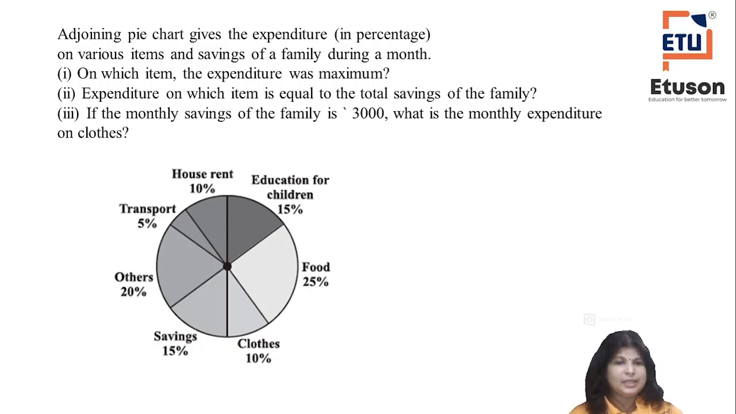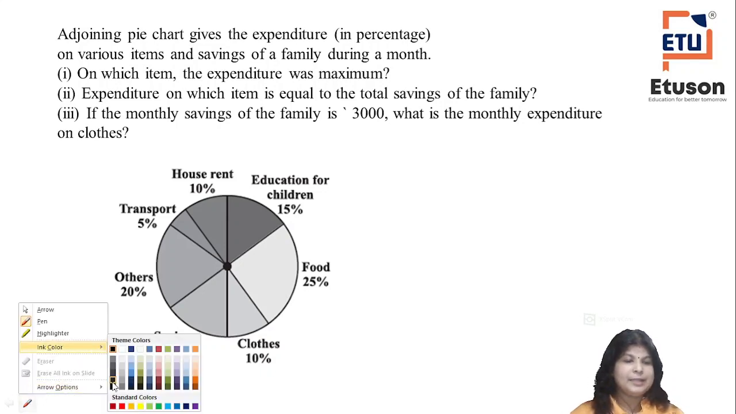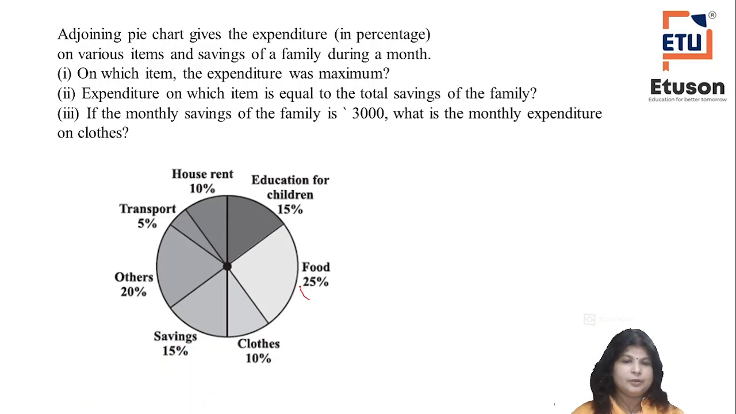First question, on which item was the expenditure maximum? As you can see, where the percentage is more, that will be the item for which expenditure is maximum, correct? In this case, as you can see, 25% of the total expenditure is towards food. Compared with other percentages, it is the maximum. So on which item was the expenditure maximum? It is on food, that is 25% of total expenditure is made towards the food item.